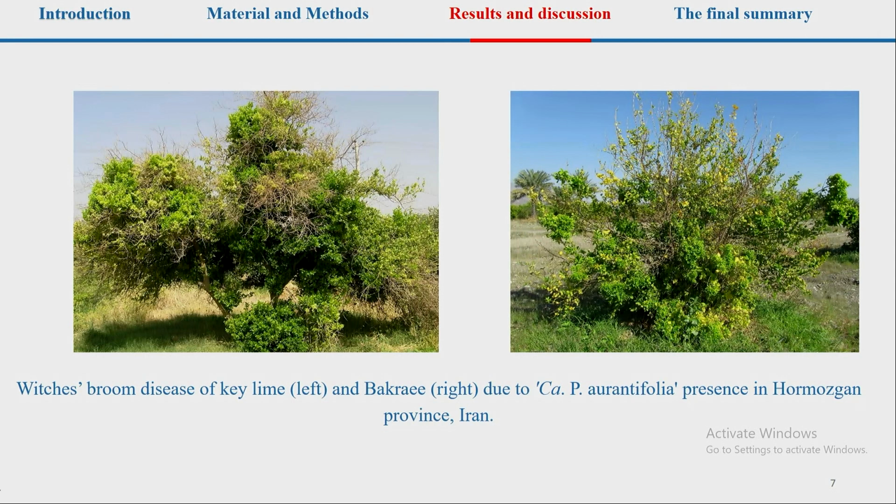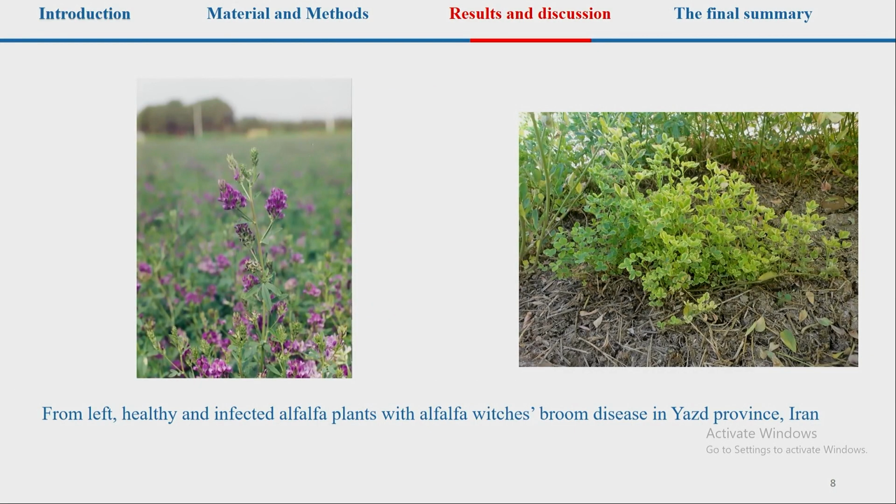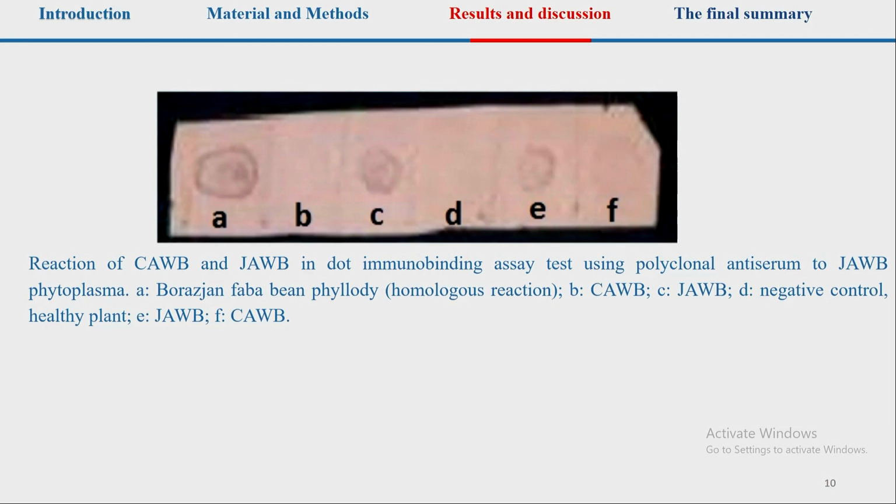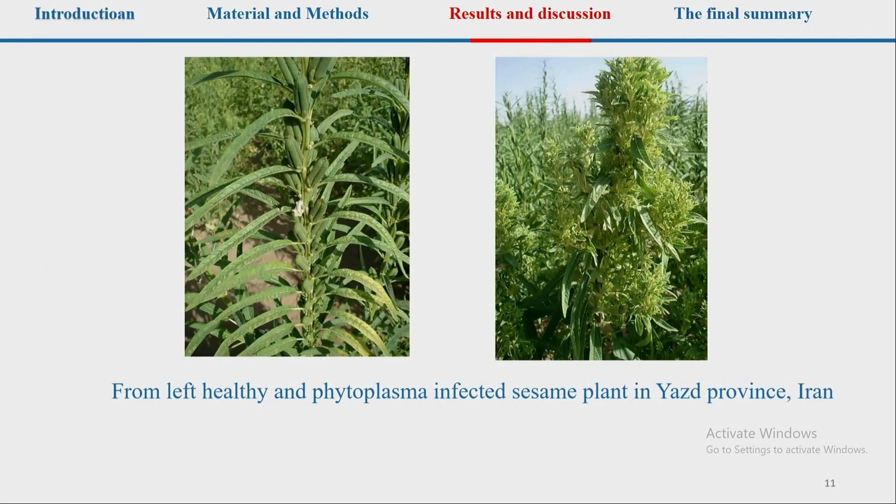The most important phytoplasma was Candidatus phytoplasma aurantifolia in southern Iran. The left is Kilaim and the right is Bakrai. And alfalfa witches' broom phytoplasma is mainly distributed in Iran as subgroup D. Two subgroup C phytoplasmas of alfalfa witches' broom were reported from two provinces of Iran that had no relationship in polyclonal antibody in ELISA test, and they were transmitted naturally by different vectors, and we consider these two phytoplasma strains belonging to C subgroup as a separate phytoplasma in one subgroup.